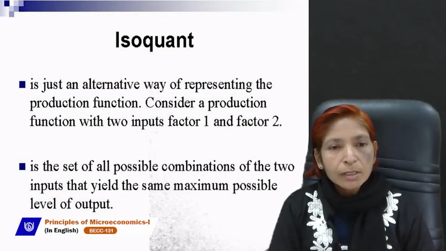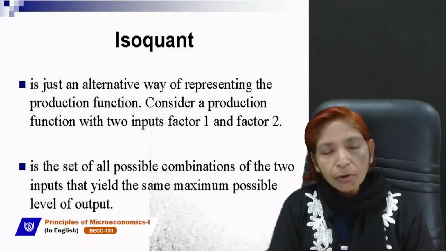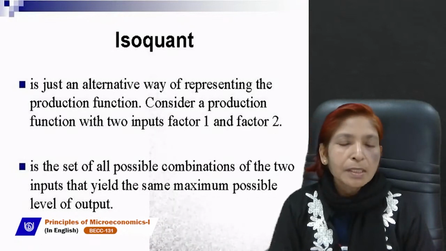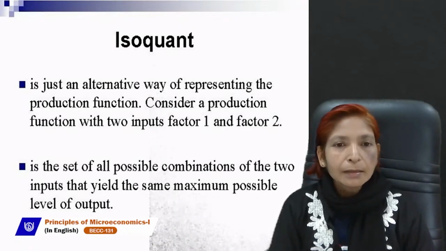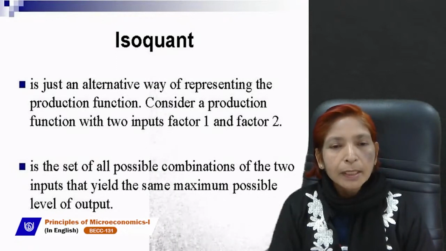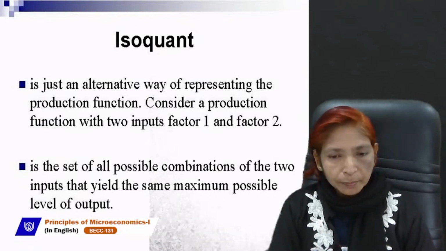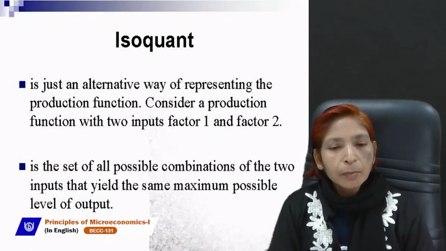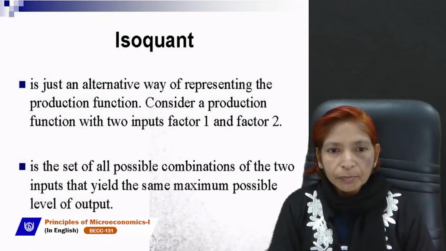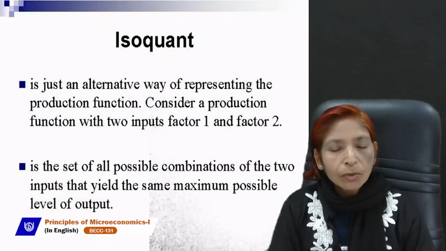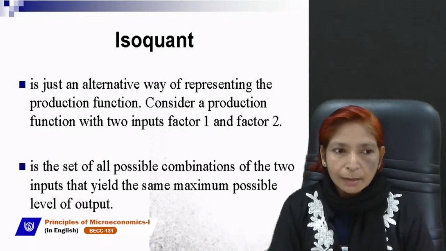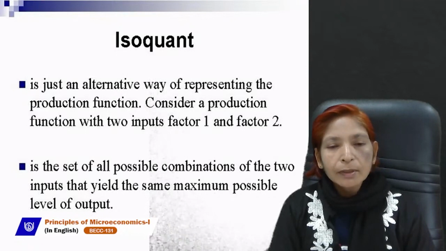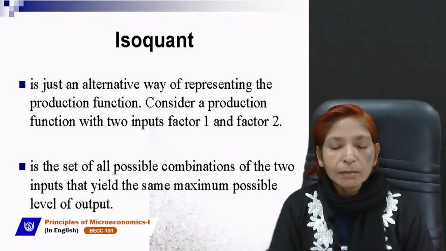Consider a production function with two inputs like factor 1 and factor 2. We have four factors of production, which are known as primary factors: land, labor, capital and entrepreneur. If we use two factors of production like labor and capital, then we can show isoquant curve analysis. It's the alternative way of representing the production function.